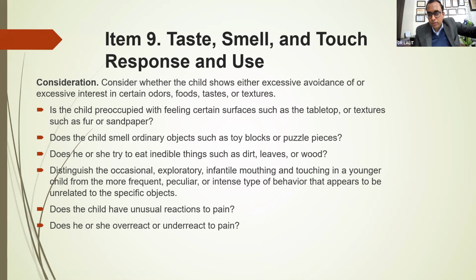Another important thing: when you're observing these mouthing behaviors, you need to differentiate whether it is a behavioral mouthing, or an infantile mouthing, which is very, very common, or an exploratory mouthing. Suppose a 10-month or 7-month-old child is doing exploratory or infantile mouthing. That cannot be considered a part of this item 9. Whereas a 5-year or 4-year-old child who is taking everything in the mouth, smelling things before taking them, needs to be scored on item 9 in this part.